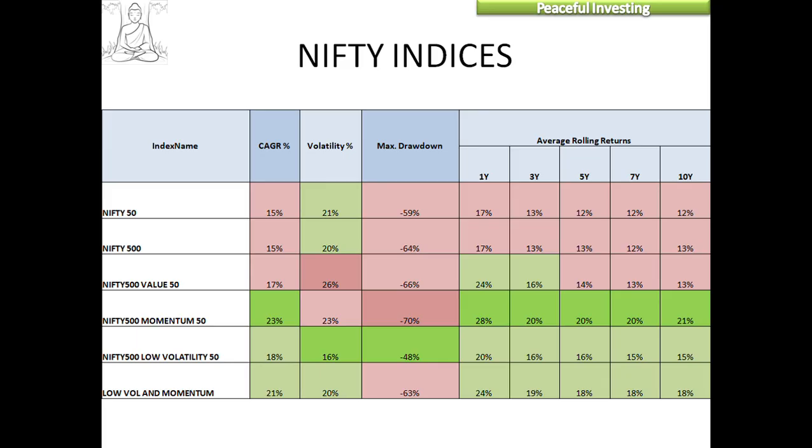And the other observation is that Nifty 500 low volatility 50 scores better than any other index when it comes to maximum drawdown and volatility, and Nifty 500 momentum 50, when it comes to CAGR returns or rolling returns, scores better than any other index amongst what we have analyzed over here.